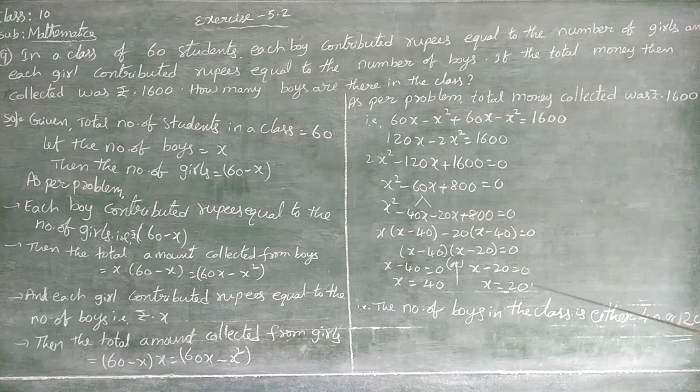X minus 20 equal to 0 means x is equal to 20. X minus 40 equal to 0 means x is equal to 40. X is in the sense the number of the boys. Therefore, the number of the boys in the class is either 40 or 20. If the number of the boys is 40, the number of the girls is 20. If the number of the boys is 20, the number of the girls is 40. So there are the two possibilities for the number of the boys present in the class for this sum.